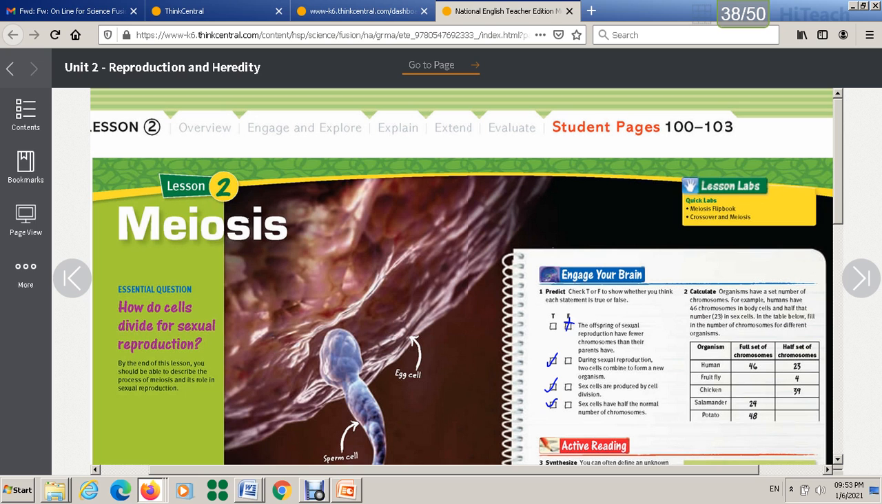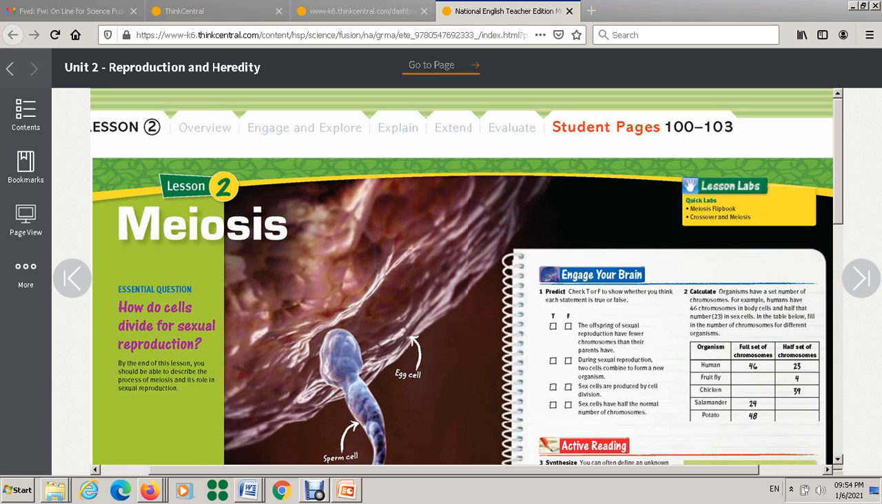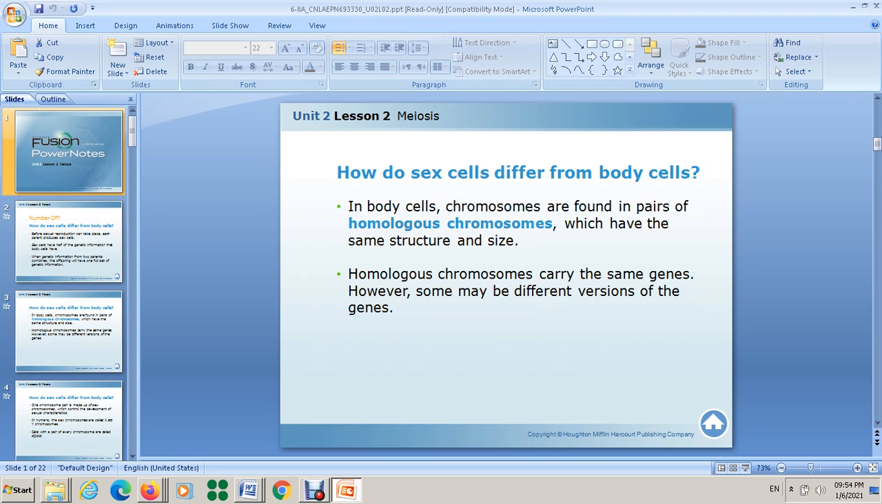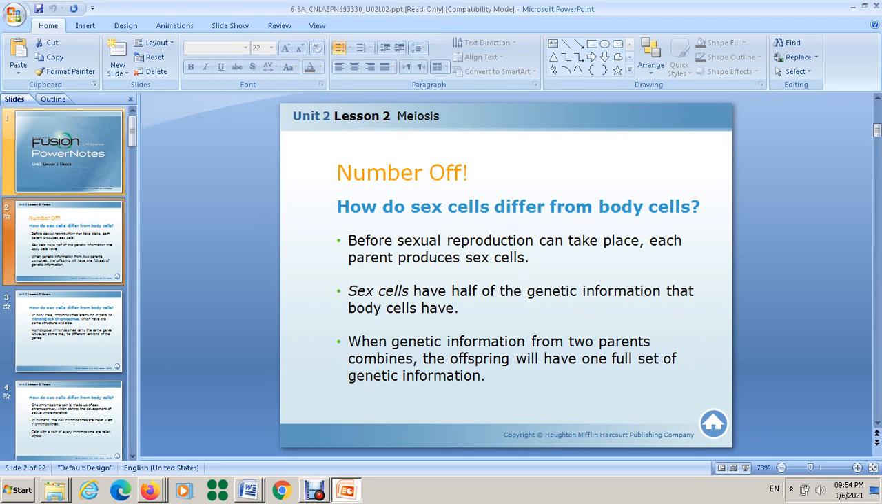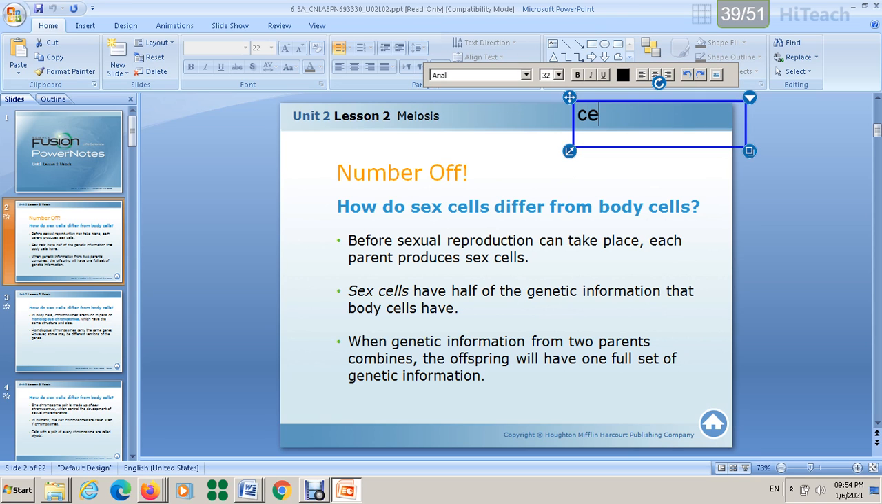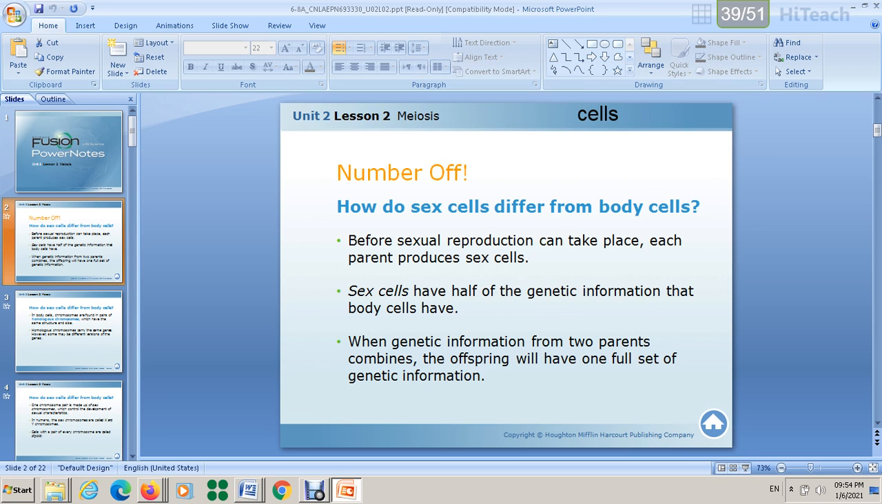Actually, let's start at the beginning. Our lesson is about the sex cells. What are the sex cells? And let's talk about how sex cells differ from the body cells. Actually, there are two main types of cells. They are somatic cells and what? Sex cells. If I want to talk about the cells in general, they are somatic or body cells.